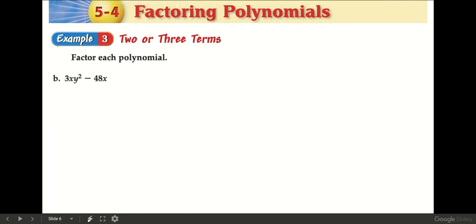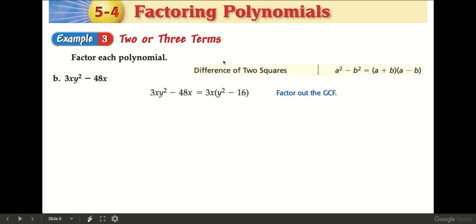Let's look at another one. So I have 3xy squared minus 48x. So again, I'm going to look, okay, well, if I have two terms, do I have any greatest common factor of both of these? And the answer is yes. Both of these are divisible by 3, and both of them are also divisible by x. So my greatest common factor is going to be 3x. So I'm going to go ahead and factor out the 3x, which leaves me with y squared minus 16 in the parentheses.